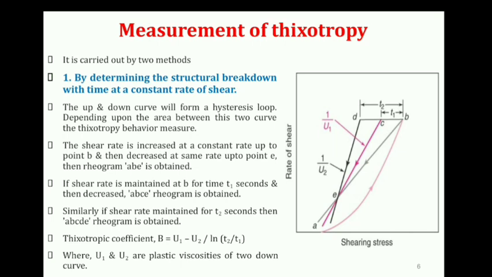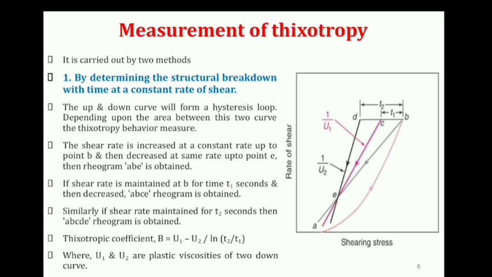Now, how to measure thixotropy? Two methods are there. First is by determining the structural breakdown with time at a constant rate of shear. The constant rate of shear, suppose 100, 200, 300, 400 and 500, but the time will be different. One sample may be subjected for T1, and another sample for T2. Let us take the example of 5 minutes and 30 minutes. The up and the down curve will form the hysteresis loop, and depending upon the area between these two curves, the thixotropic behavior will be measured.